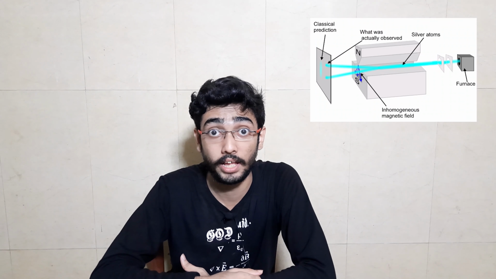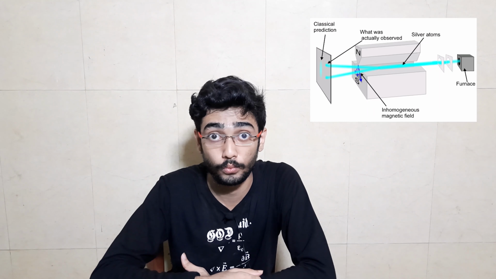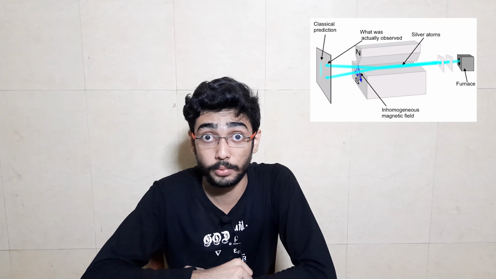But how do we know about spin in the first place? Well, it was first detected in an experiment called the Stern-Gerlach experiment in the year 1922. I would highly recommend checking out that experiment once you finish watching this video. I will leave some resources in the description below.